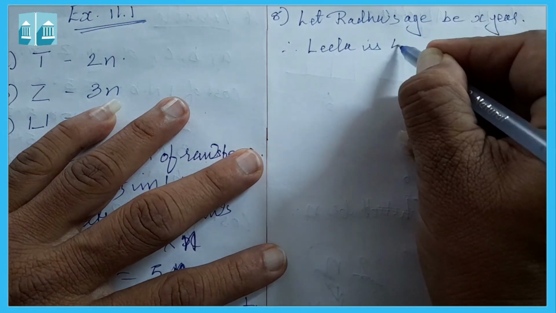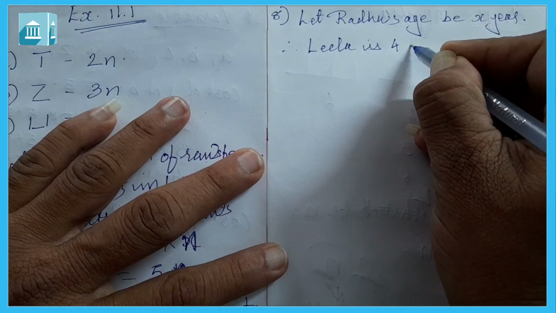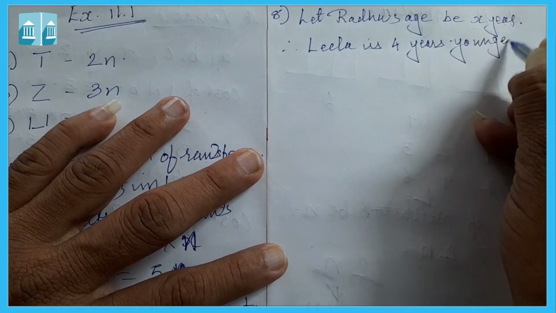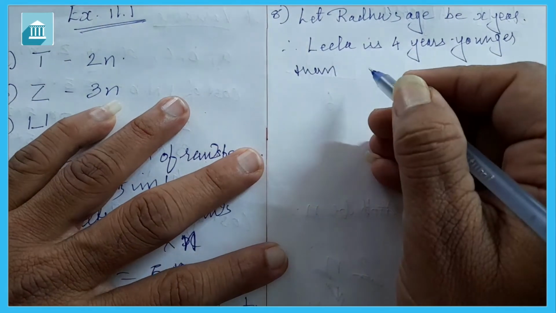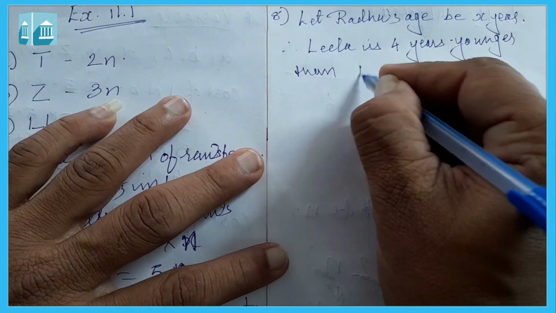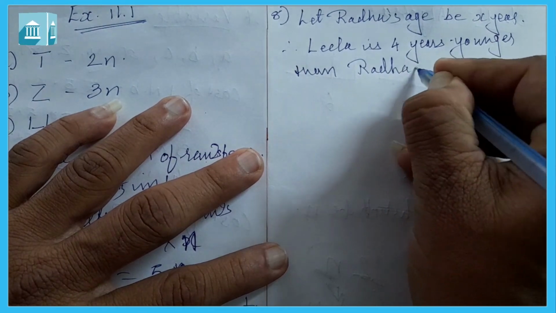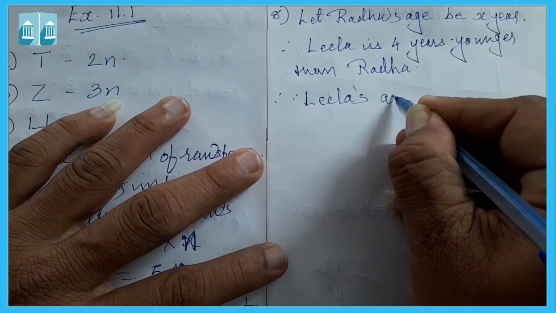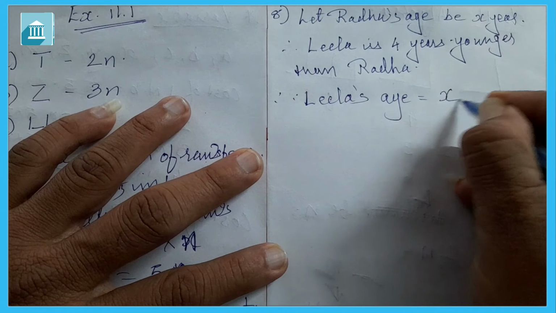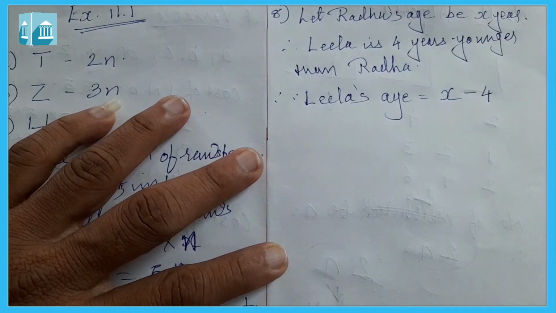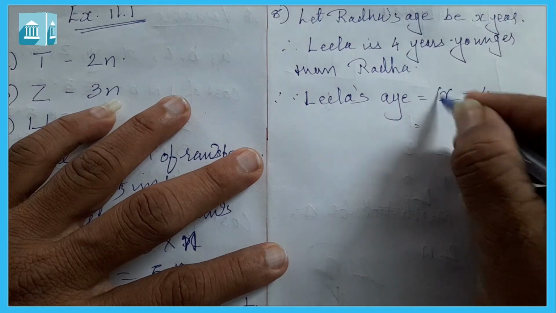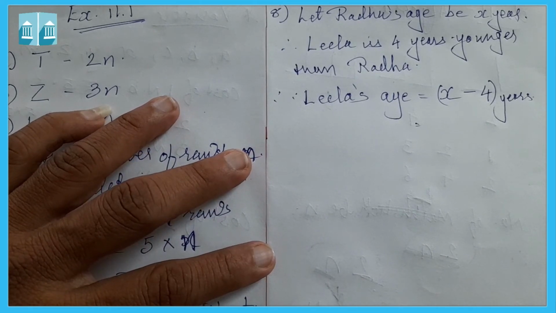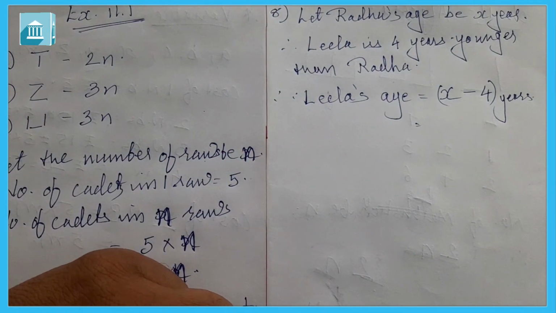Leela is 4 years younger than Radha. Therefore, Leela's age, what will Leela's age become? x minus 4 years. So Leela's age is equal to x minus 4 years. So we can say that Leela's age is x minus 4 years.